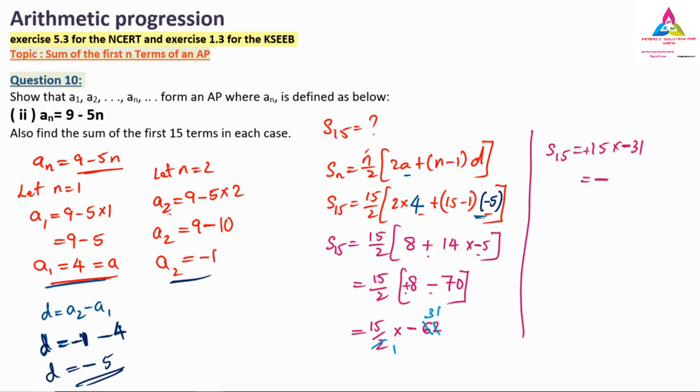Again, don't go with 1 into 15, 3 into 15, don't add. Directly 15 ones are table. 15 ones are, 15 threes are, you have to do. 15 ones are 15. 5 I will write down, 1 will be carrying. Okay. 15 threes are 45 plus 1 is 46. So S15 is nothing but what? 465 is the final answer.